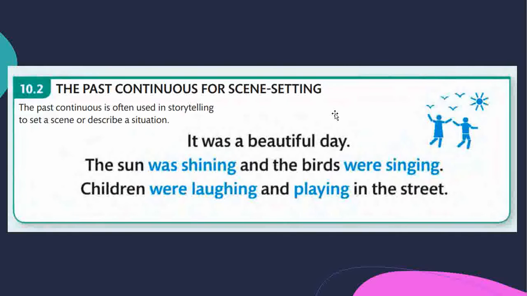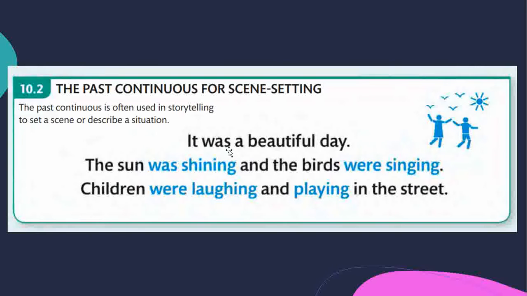The next pointer for past continuous tense is for scene setting. Now, this is used for writing. The students are requested to make a note of it, that when you are writing a story, for setting the scene, you need to use past continuous tense, an action that continued in the past. Past continuous tense is often used in storytelling, that is to set a scene or to describe a situation in the past. For example, it was a beautiful day.